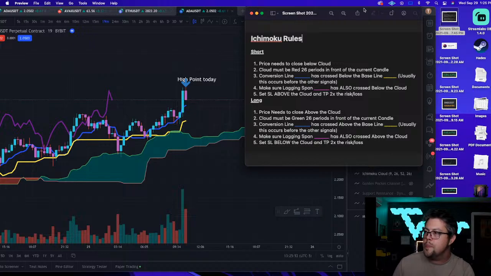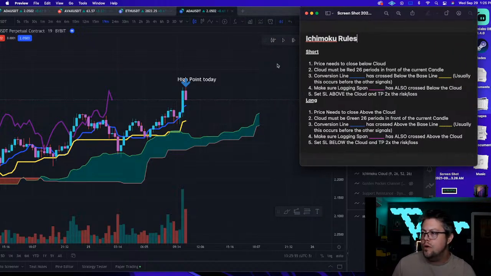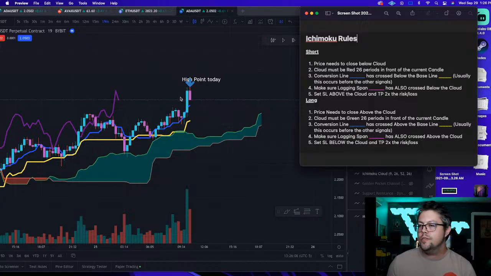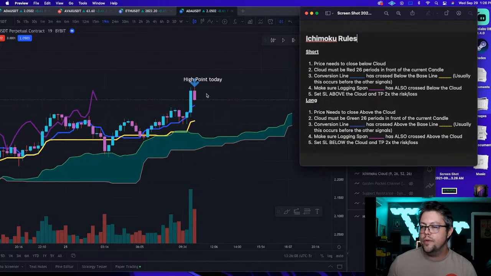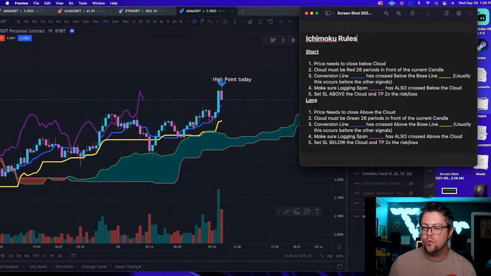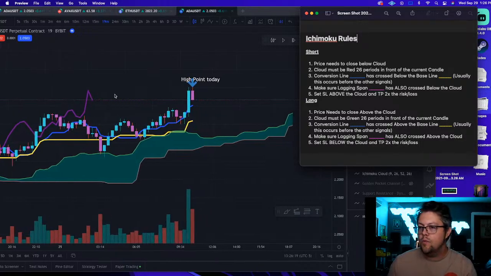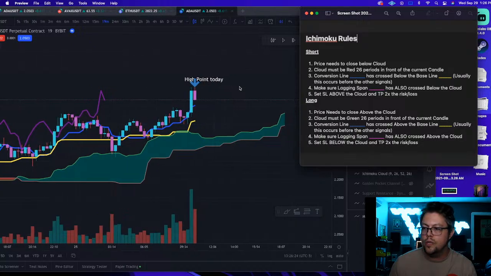So when we look at the rules for a short, we already kind of know the future, that a humongous short was what happened after this, but we'll pretend that we didn't know. We're in a big long right now, so we wouldn't be looking for a long in the cloud anyway. We would just be looking for a short at this point. And what we're looking for is, number one, the price needs to close below the cloud.